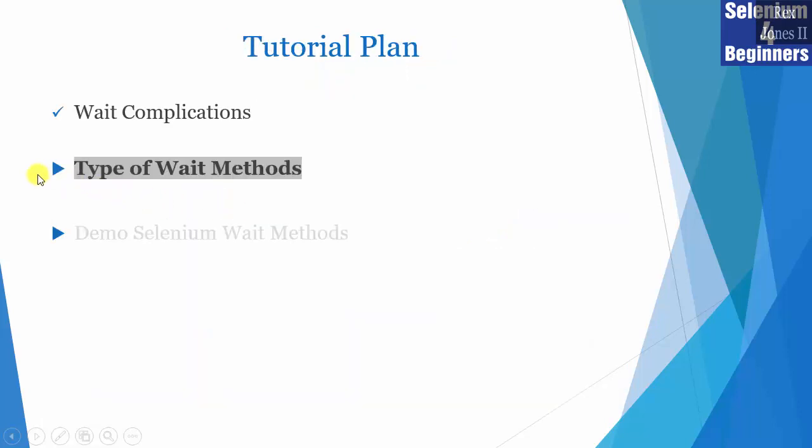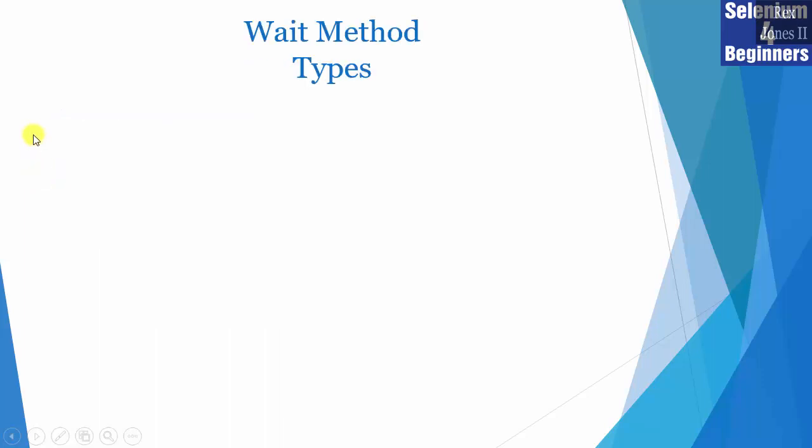Next is the different type of wait methods. By default, Selenium executes statements very fast. As soon as one statement is finished, Selenium immediately executes the next statement. That can be a problem because Selenium will not wait for a dynamic element. Therefore, we need to instruct Selenium to wait for dynamic elements before executing the next statement. If Selenium does not wait, then an exception shows up.